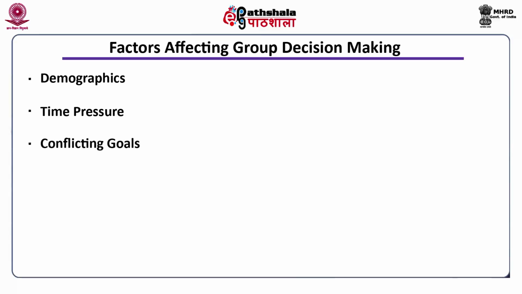Then we have conflicting goals. It is a problem that is faced in the process of decision making wherein different members of the group wish to achieve a particular goal through their decision. If the members have different and conflicting goals, the decision making may be wrong or it may face difficulty.